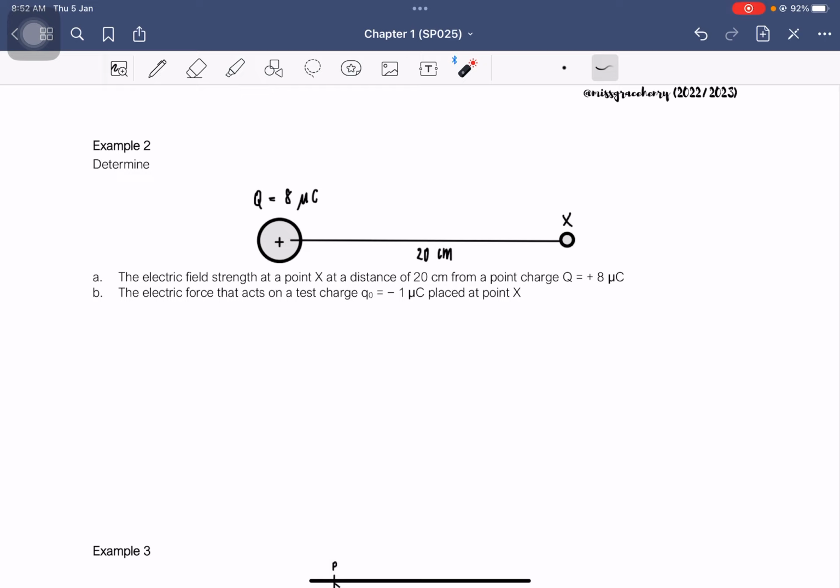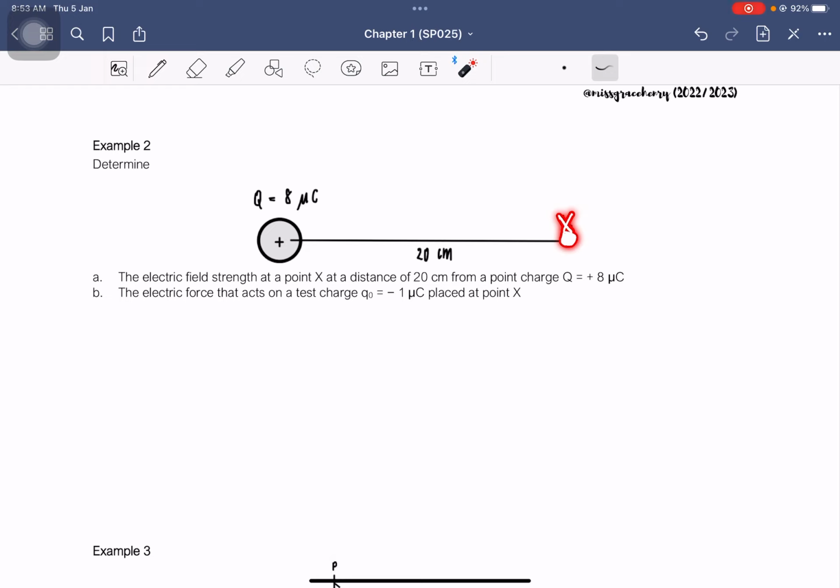For example 1, this is in 1 dimension only. We have to determine the electric field strength at point X at a distance of 20 centimeter from a point charge Q. First you have to be able to draw the electric field diagram, so the direction of the electric field you need to draw. For point X, where we draw it is where the question asks, which point and which charge. This is the point where we'll be focusing on, point X.